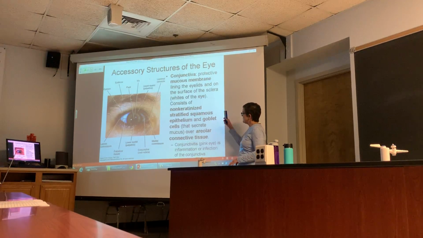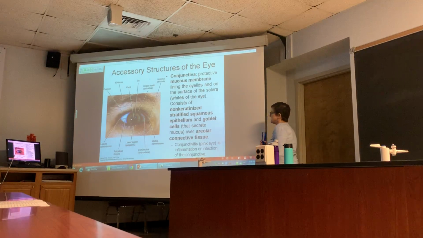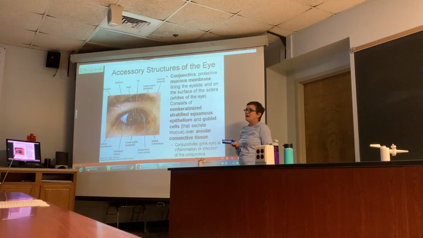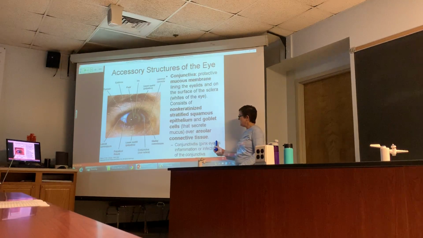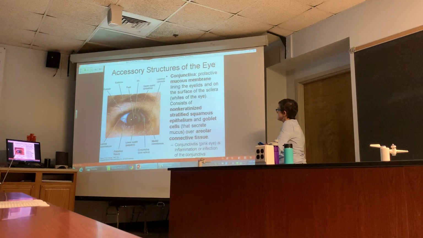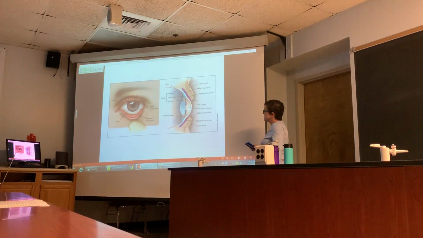And so the conjunctiva, and I'll show you some other pictures of that, it is a mucous membrane. It consists of non-keratinized stratified squamous epithelium and goblet cells. The goblet cells secrete a mucus layer on the eyes. And this covers the areolar connective tissue below, which together makes up the mucous membrane, epithelium on top of areolar connective tissue. You may have heard of pink eye or conjunctivitis, and that is inflammation of the conjunctiva, usually due to a bacterial infection, and it can be quite contagious.